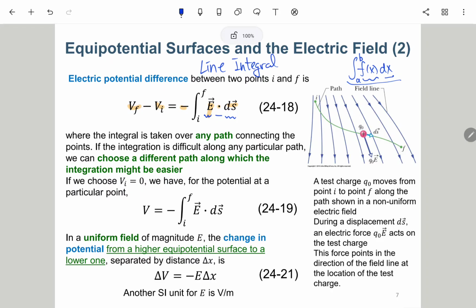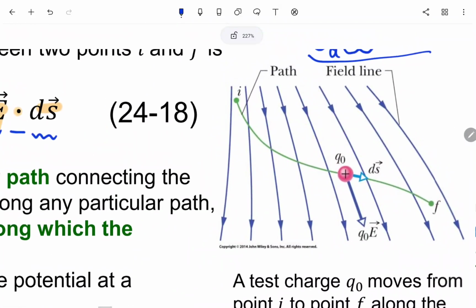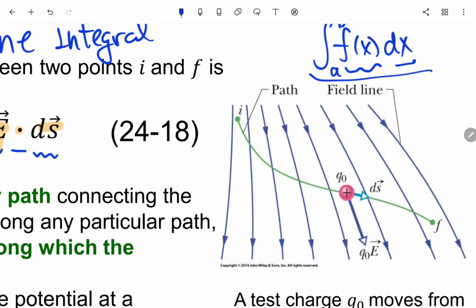So what it means is, for example on this figure, we have the starting point I and then the end point F. Initial and final. So this is the path. The green line is the path. So we try to integrate starting from I along this path to the final point F.